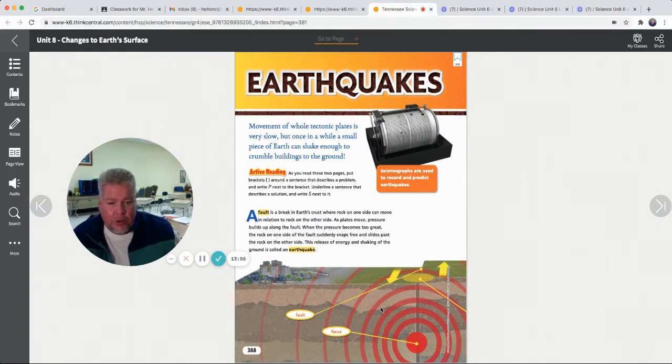So here's two different plates. Here is where they are rubbing together. So they're rubbing together, they're stuck together, then all of a sudden they break free and the ground shakes and it makes an earthquake here. The fault is the place where one side can move in relation to a rock on another side, or where two plates meet.